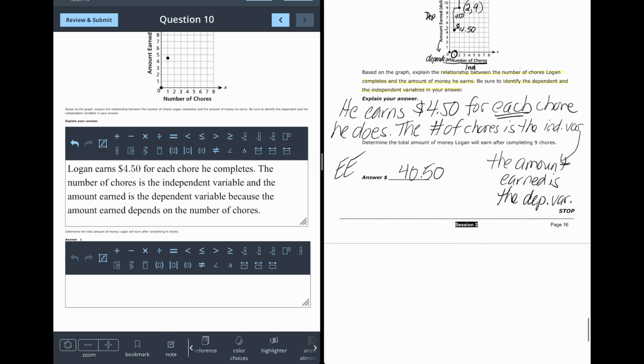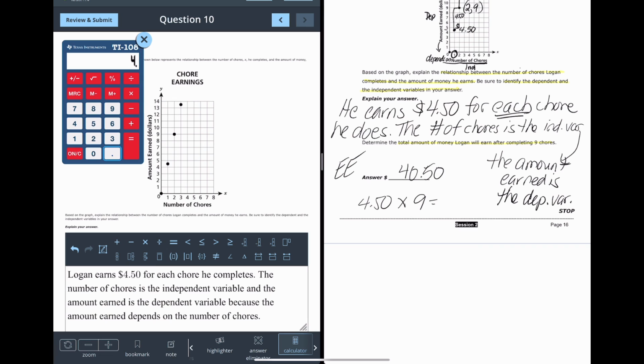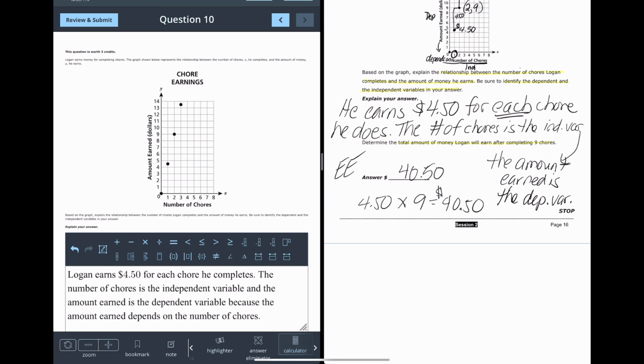Now for the second part. Determine the total amount of money Logan earns after completing 9 chores. All right, so I know that if he earns $4.50 for each chore, I'm just going to multiply by 9. That's all I'm going to do. So where's my calculator? I'm just going to do $4.50 times 9 is equal to $40.50. That's it.